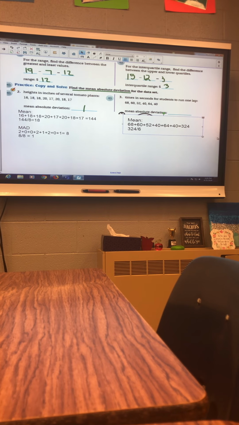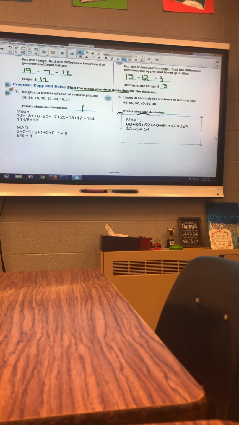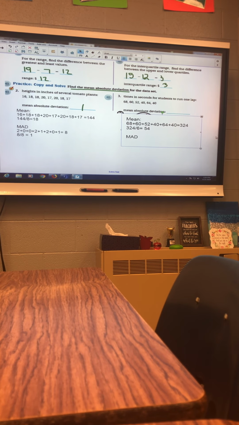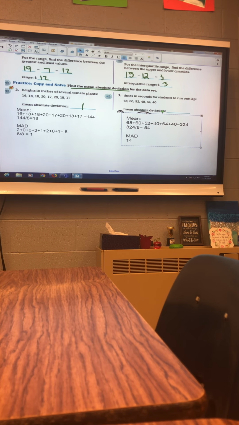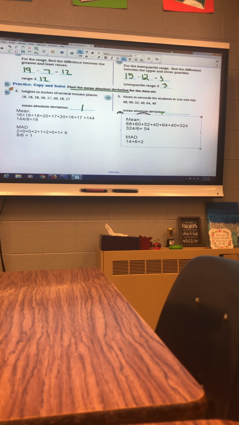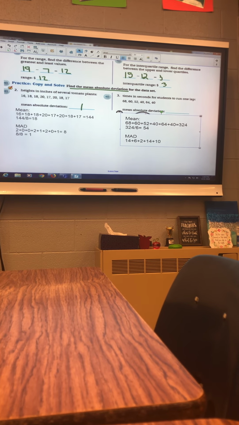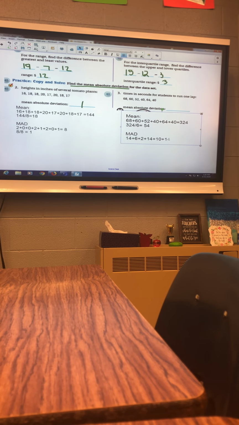And your mean is 54. Then we need to find the mean absolute deviation. So find the distances to the mean. So from 68 to 54, it's 14. From 60 to 54, it's 6. 52 to 54, it's 2. 40 to 54, it's 14. 64 to 54, it's 10. 40 to 54, it's 14.